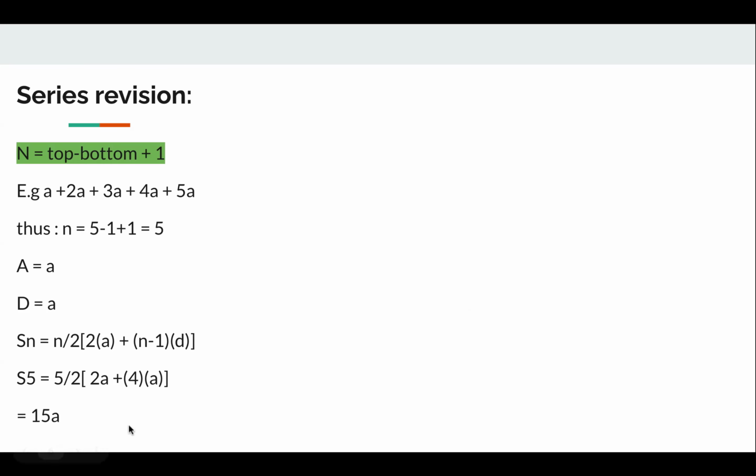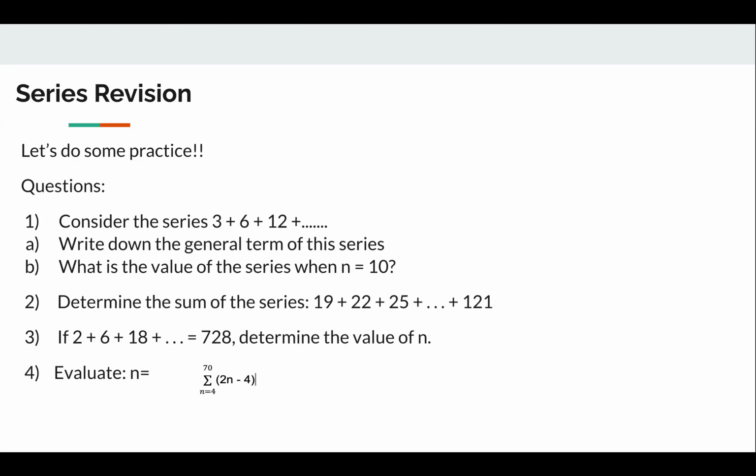You can double check this by adding up the terms that we wrote out. So if you had to add a plus 2a plus 3a plus 4a plus 5a, we should get the same answer as S of 5, which is 15a. So that's a nice little example to wrap our minds around sigma notation and our geometric and arithmetic series. So I think we finally have the tools to do some practice examples.